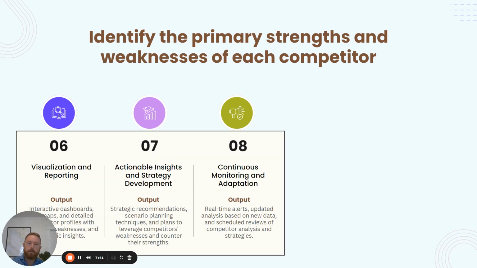Step 6, and there's only 8 total steps. Step 6 is when you start reporting: put it into dashboards, put it into heat maps, and develop comprehensive profiles for each competitor that you've studied, with key strengths, weaknesses, and strategic insights. You start to form your overall opinion, and that gets you ready for step 7, which is basically the culmination of the report and the recommendation section, which is most likely what most executives in your company or whoever asked you to do the research will want to see.